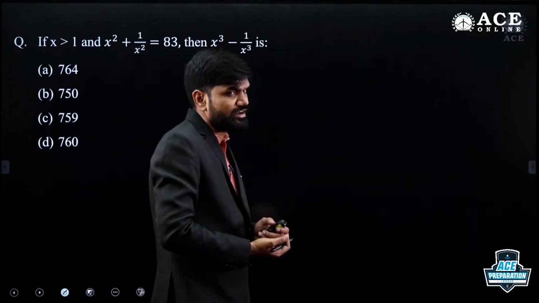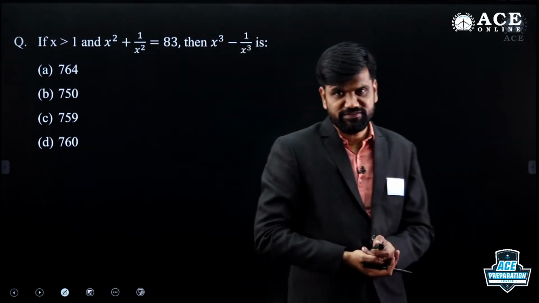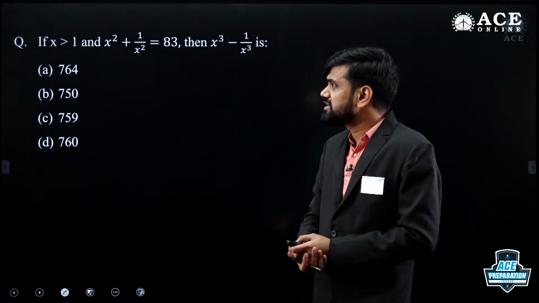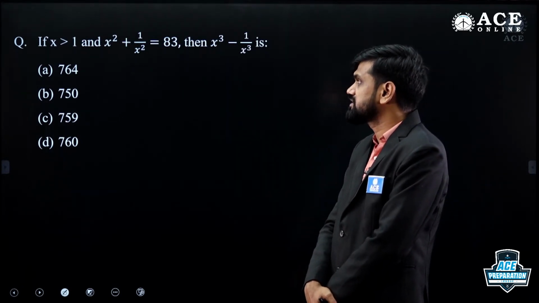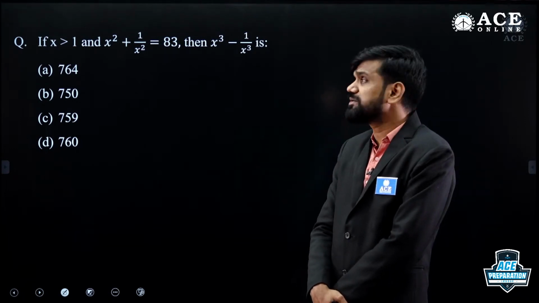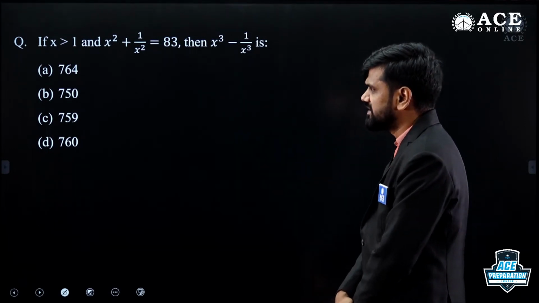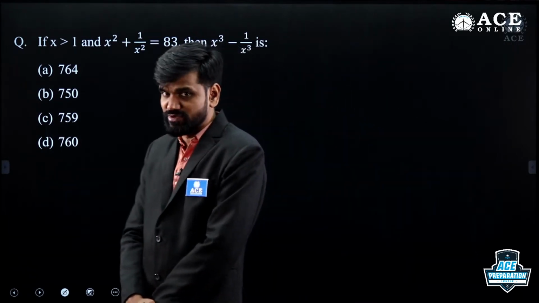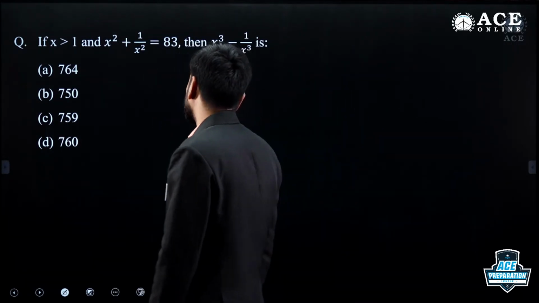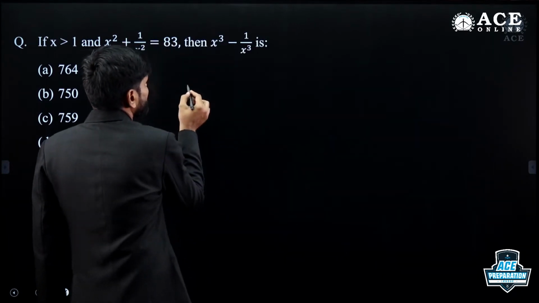This is the reverse way of giving identities, right? x square plus 1 by x square is given as 81. Then x cube minus 1 by x cube is what? From this, to get x cube minus 1 by x cube, try to get x minus 1 by x. How can I get x minus 1 by x here? You just go ahead like this.